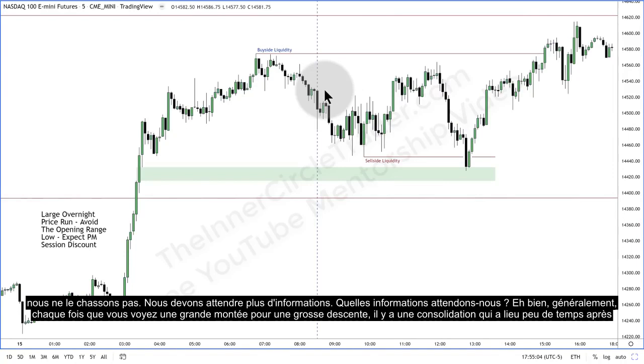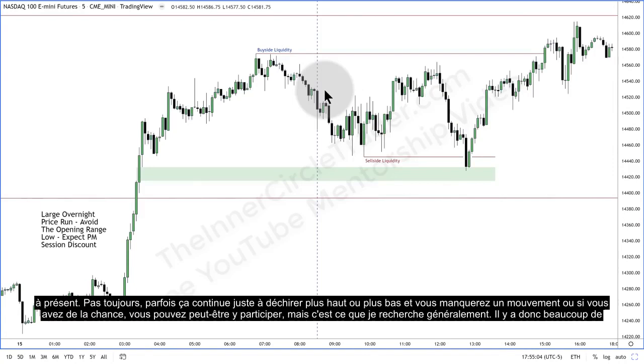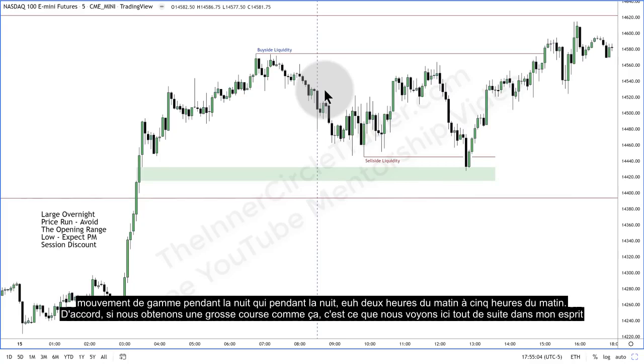Well, typically, whenever you see a big run up or a big run down, there's a consolidation that takes place shortly after. Now, not always. Sometimes it just keeps on ripping higher or lower, and you'll either miss a move, or if you get lucky, maybe you can participate in it. But this is what I typically look for. So if there's a lot of range movement overnight, what's overnight? 2 o'clock in the morning to 5 o'clock in the morning.